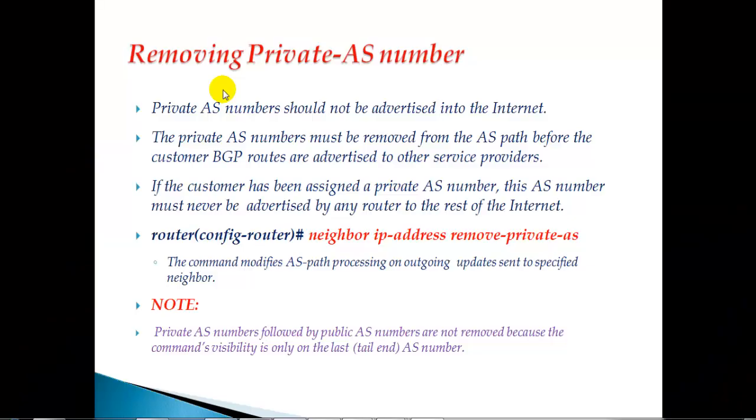In this video, I'm going to show you how to disable the propagation of the private AS number when it is advertised to any of the external BGPs. Now, if you get back to our basic CCNA studies, we have learned something called autonomous system number. Autonomous system number identifies a set of routers under a common administration.